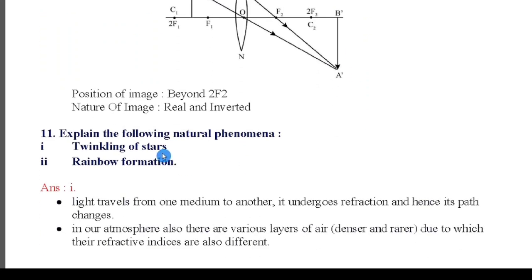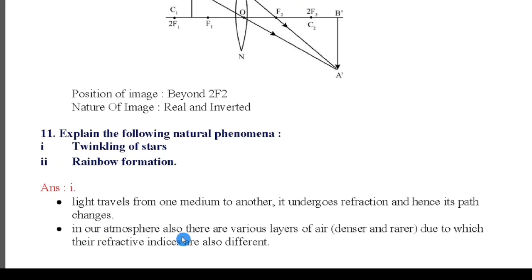11th question: explain the following natural phenomena. One is twinkling of stars and another one is rainbow formation. The first one is twinkling of stars. So light travels from one medium to another medium. It undergoes refraction and hence its path changes. That we know, right?